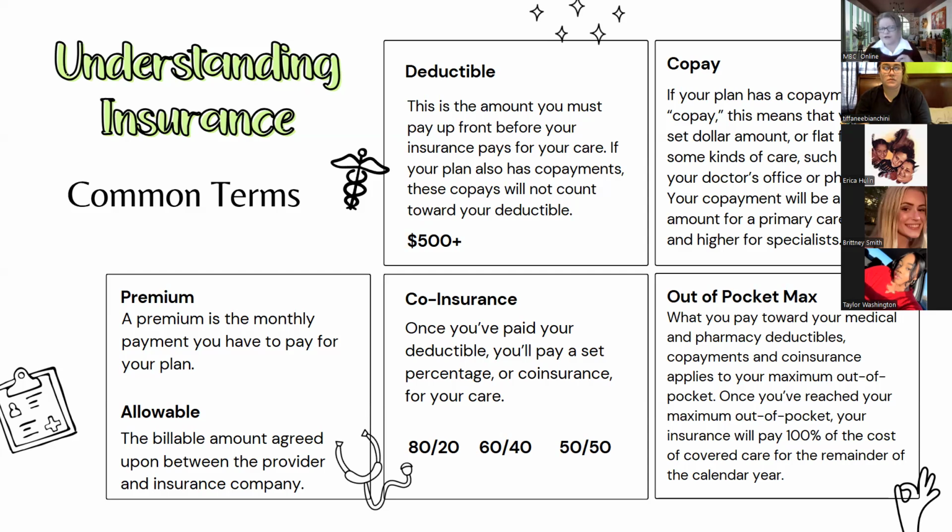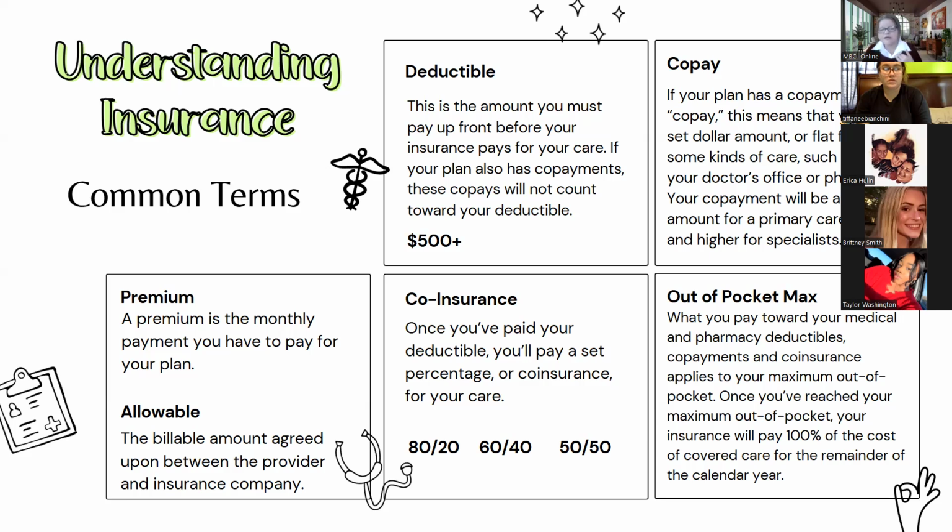Co-insurance. Once you've met your deductible, you pay a set percentage, or co-insurance, for your care. The most common values are 80-20, 60-40, and there's also 70-30 and 50-50. Those are just percentages. The first percentage is what the insurance company is going to pay. The second number is the percentage the patient is going to pay, okay?